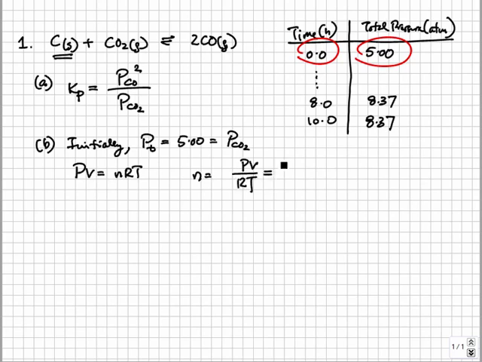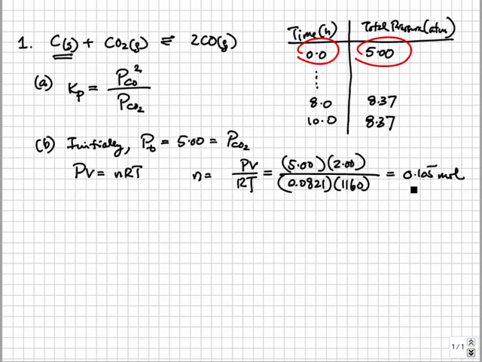Putting in the numbers, P equals 5.00 atmosphere, V equals 2.00 liter, R equals 0.0821 liter atmosphere per mole per K, and T equals 1160 K. We can calculate n, which comes up to be 0.105 mole.